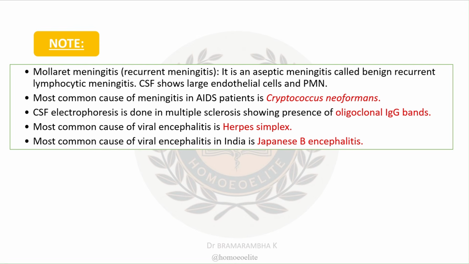CSF electrophoresis is done in multiple sclerosis. Here you can see immunoglobulins present, oligoclonal IgG bands. The most common cause of viral encephalitis is herpes simplex. The most common cause of viral encephalitis in India is Japanese B encephalitis. So in general, if they are asking, it is more to do with herpes. In India in particular, when asked, it is Japanese B encephalitis.